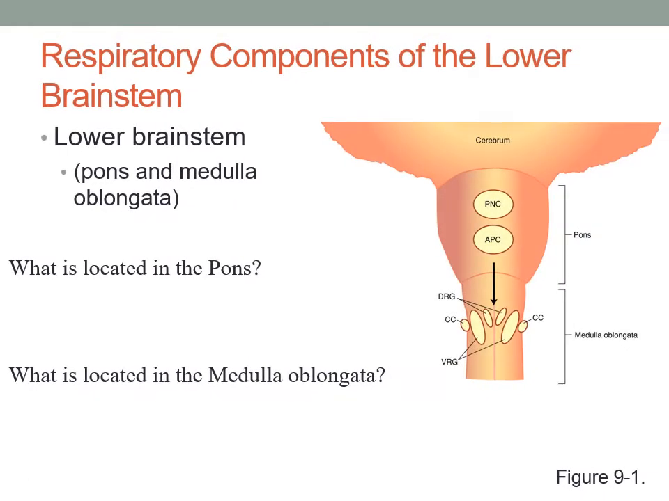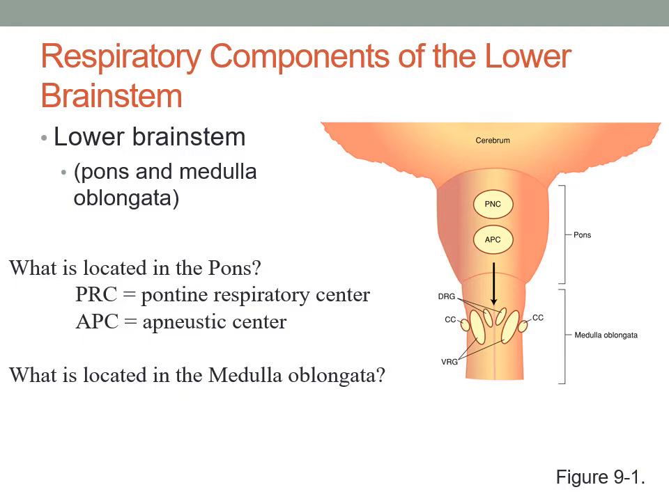Here are the respiratory components of the lower brainstem. The lower brainstem includes both the pons and the medulla oblongata pictured here. So according to this picture, what's located in the pons? The pontine respiratory center and the apneustic center are both located in the pons, or upper portion of the brainstem.